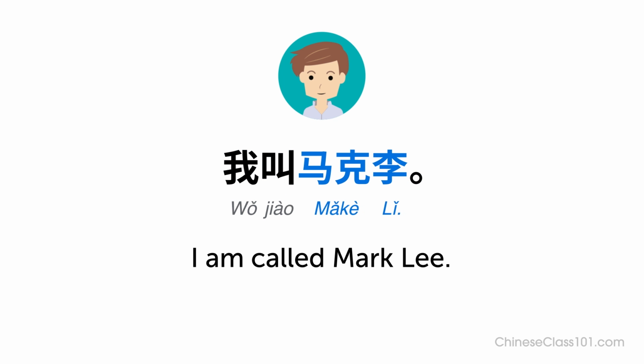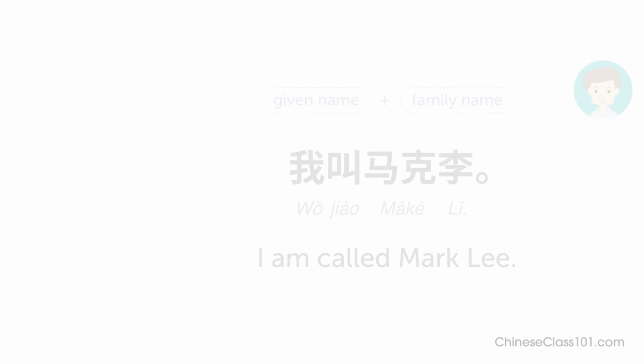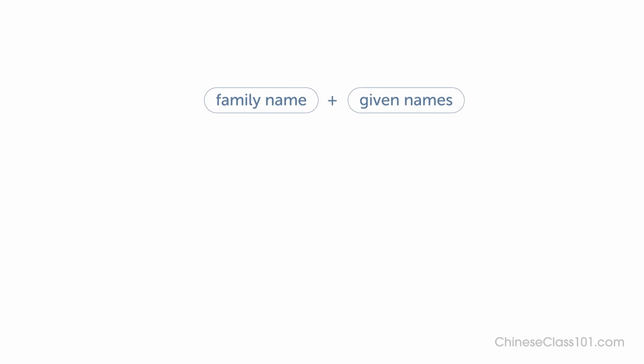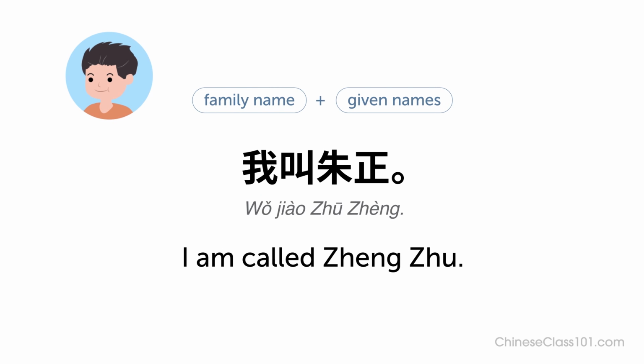When giving foreign names in Chinese, the name order follows the order of the original language. For example, Mark Lee translates to 马克里 as the name order in English is given name followed by family name. For Chinese names, the order is family name followed by given name. Zhang Ju uses this order when he says 我叫朱正. His family name 朱 is followed by his given name, 正.